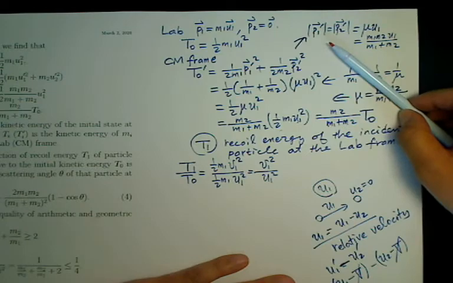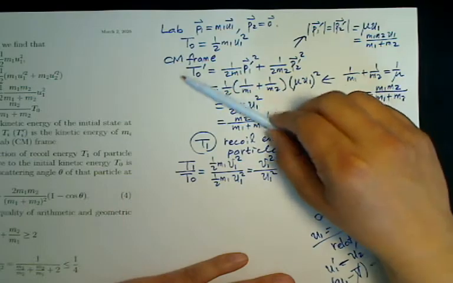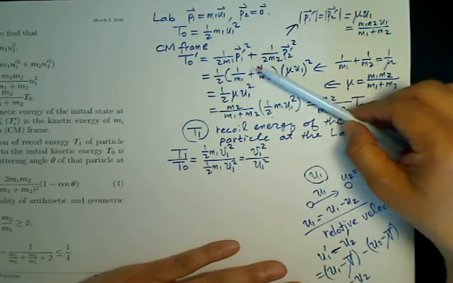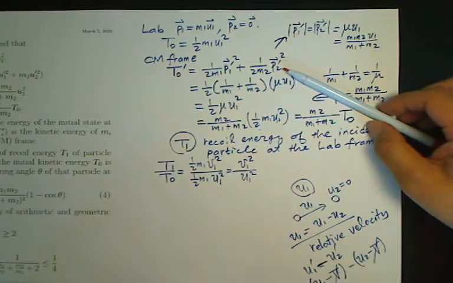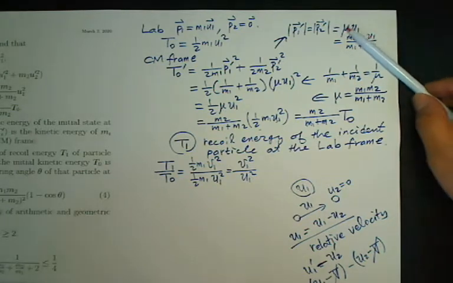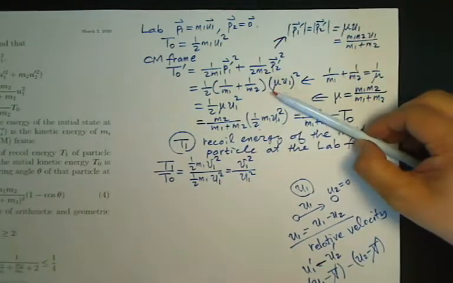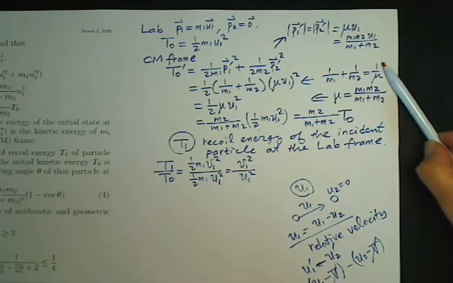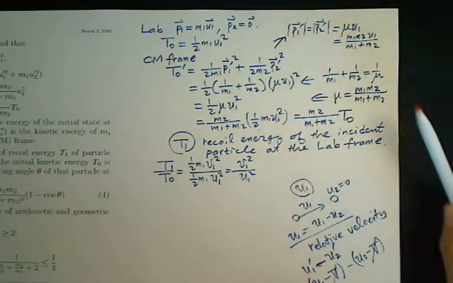But in the center of momentum frame, the kinetic energy of the initial system is the sum of the two particles, and we know the magnitudes of P1 prime and P2 prime at the CM frame must be the same. So this one is mu times U1, and mu is the reduced mass. As you know, this is 1 over mu, the inverse of the reduced mass. The final result is just like 1/2 mu U1 squared.